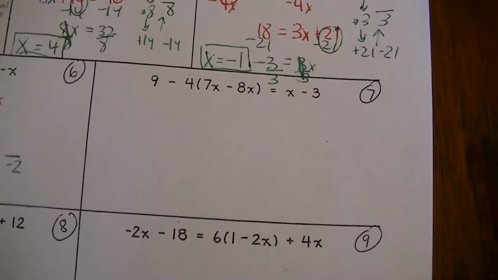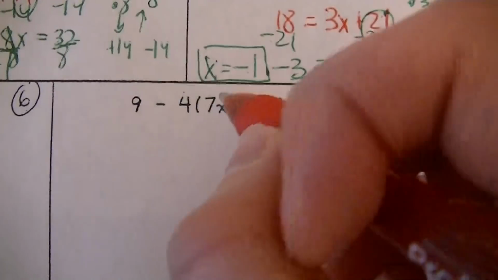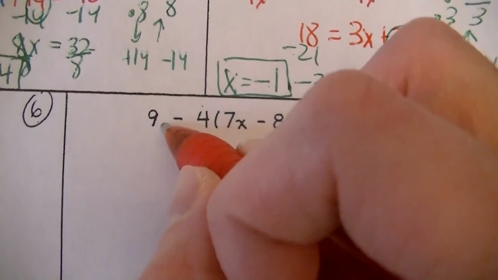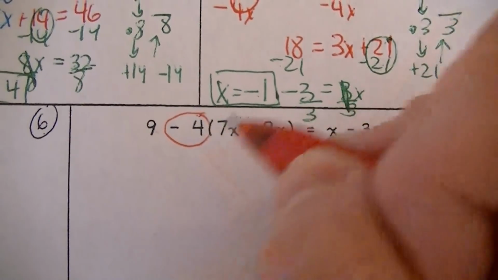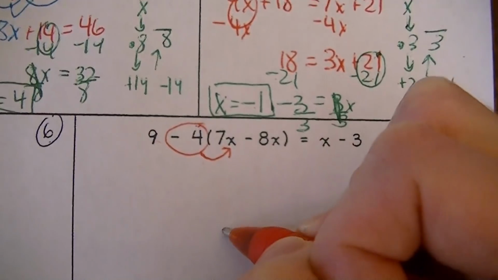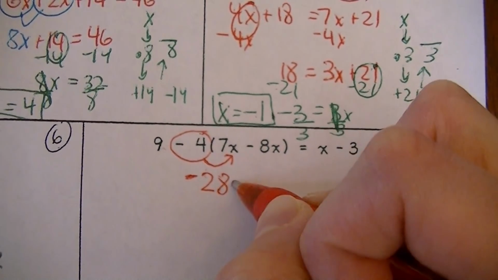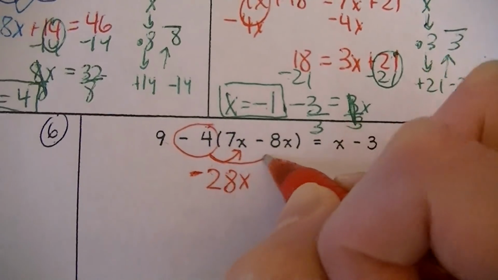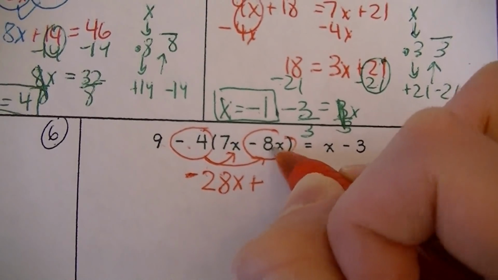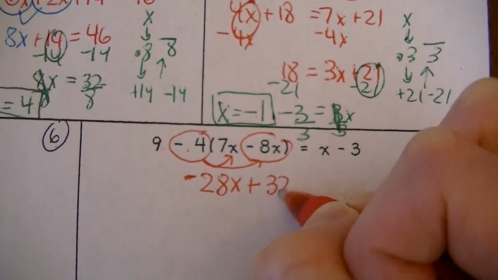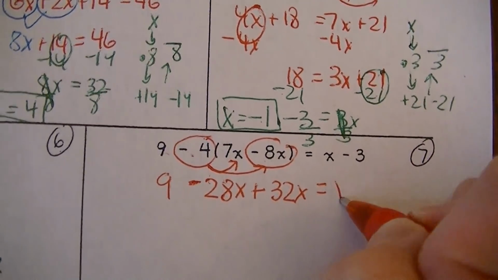Number 7. If you haven't already, I hope you've been trying to pause the video to try this. Okay, don't you dare go 9 minus 4. Nope, you gotta go this minus 4, this negative 4 times 7x. A negative times a positive is a negative, and this would give you a negative 28x. Okay, a negative times a negative is going to be positive, so negative 4 times negative 8x is a positive 32x.